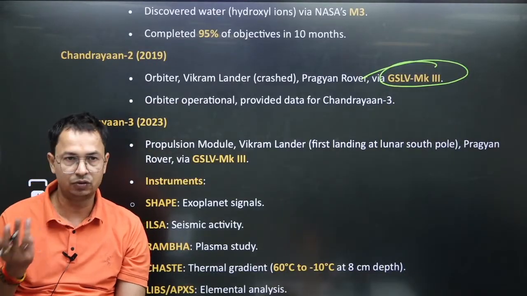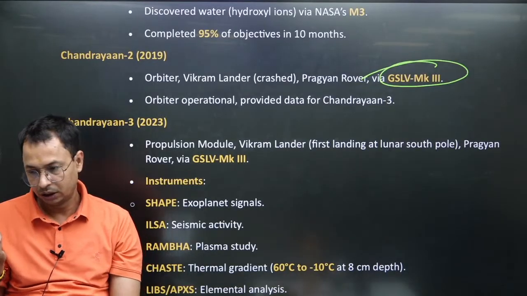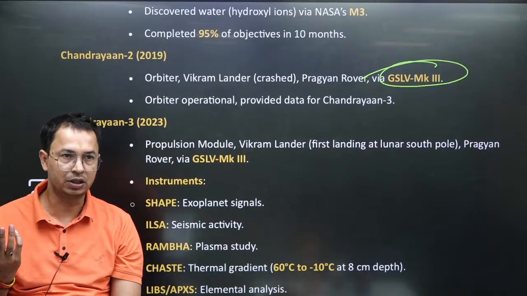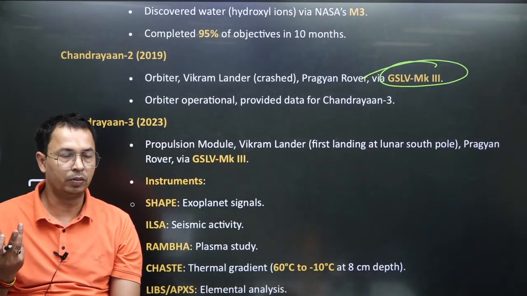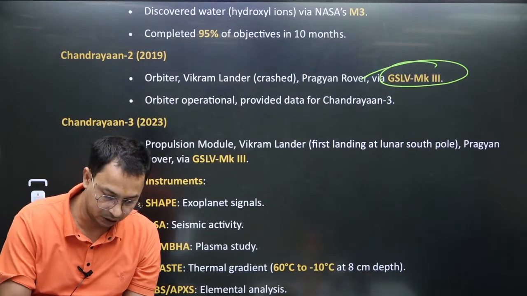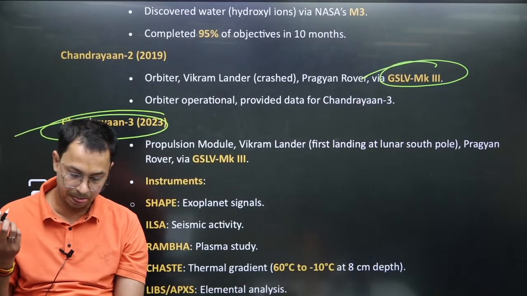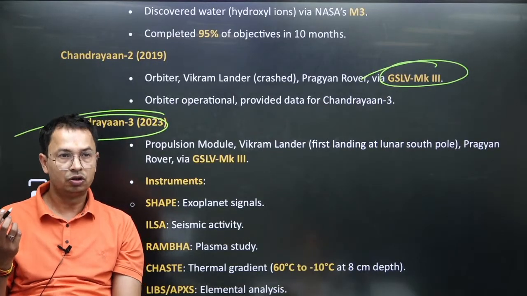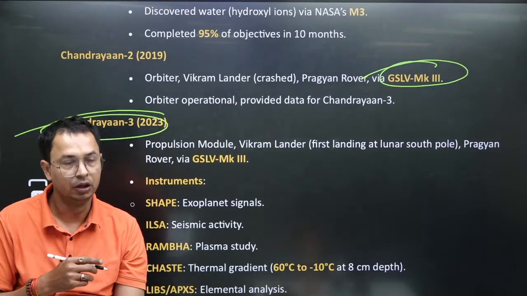There was an unsuccessful soft landing on the surface of the moon. So the mission was only half completed. It means there was an orbiter in the orbit of the moon, but the lander and rover did not complete their mission. Then we had Chandrayaan 3 in 2023, and there was a successful soft landing on the south pole of the moon, approximately 69 degrees south.